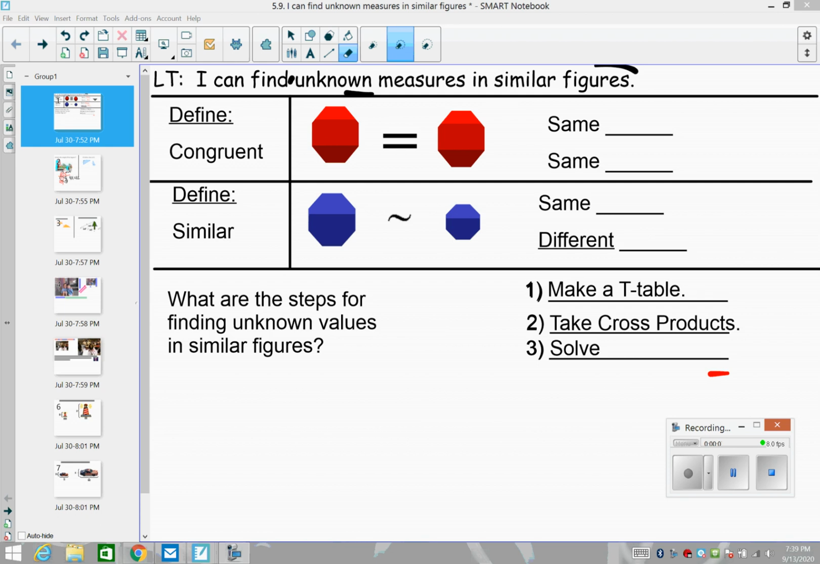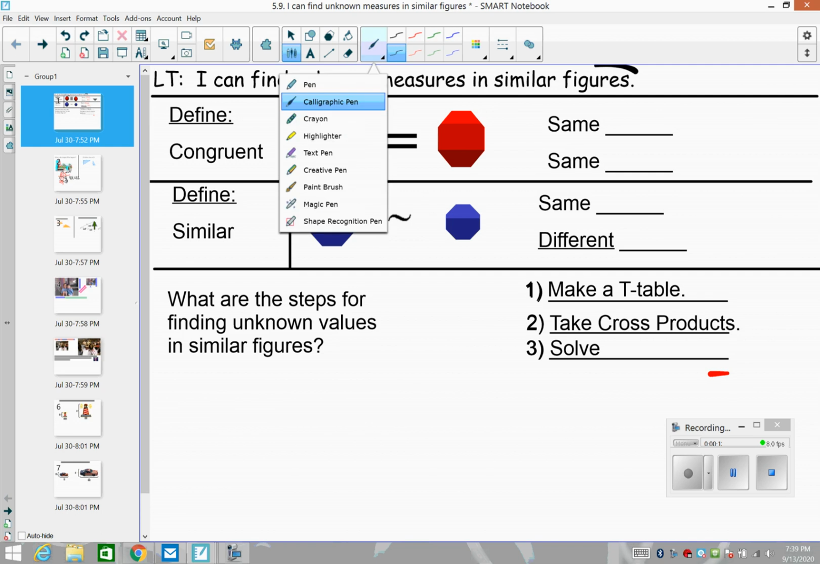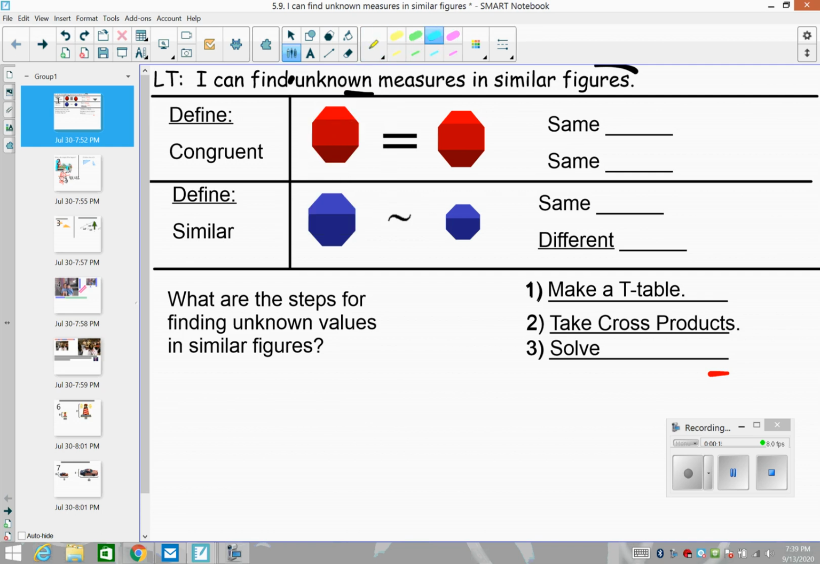Hey, math friends. So our learning target today is that I can find unknown measures in similar figures. So we're going to still talk about cross products. We're going to talk about setting up that t-table, but today it's going to be related to any sort of geometric figure, the relationship of corresponding parts.